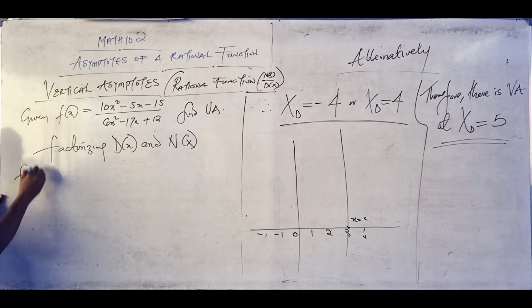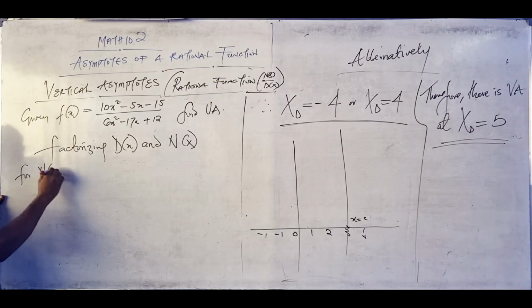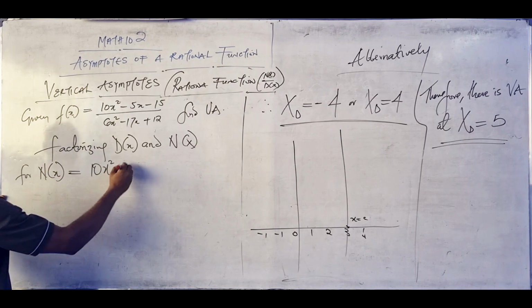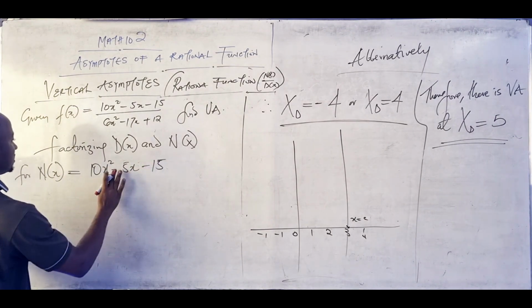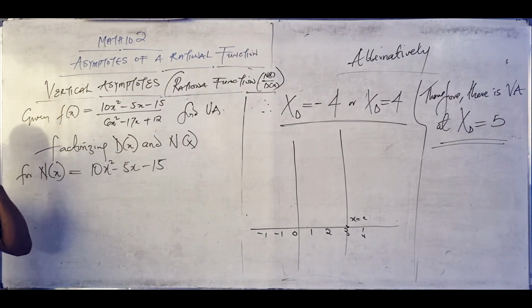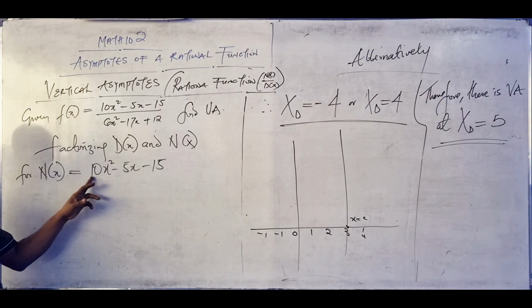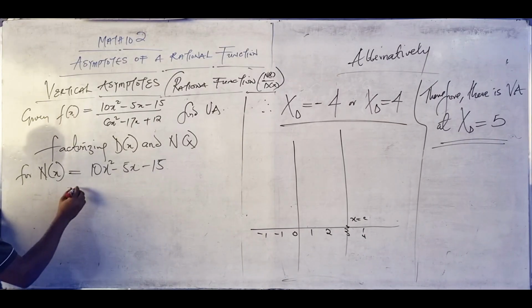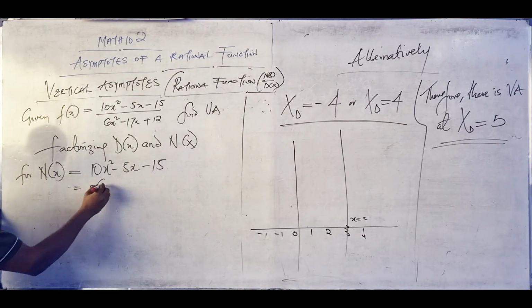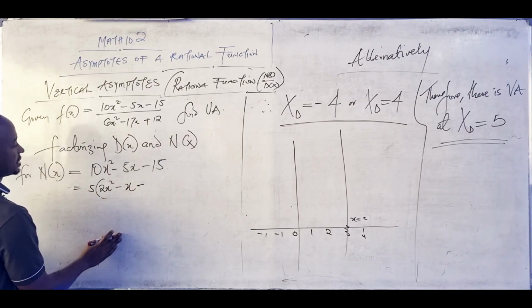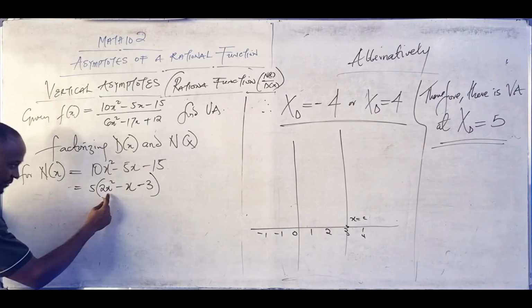Okay, so for the numerator, let's start with the numerator. The numerator is 10x squared minus 5x minus 15. So what do we do here? How do we factorize this? Let's show the simplest way. Look at these terms. They have a common factor, 5. So this is the same as 5 in brackets: 2x squared minus x minus 3.